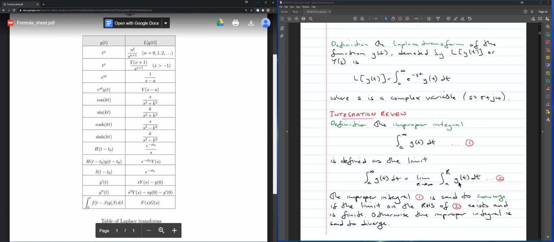And if it doesn't exist or it isn't finite, then your improper integral is said to diverge. So your improper integral on the left-hand side is said to diverge if the limit on the right-hand side doesn't exist or is not finite. Okay, so let's see some examples of this.